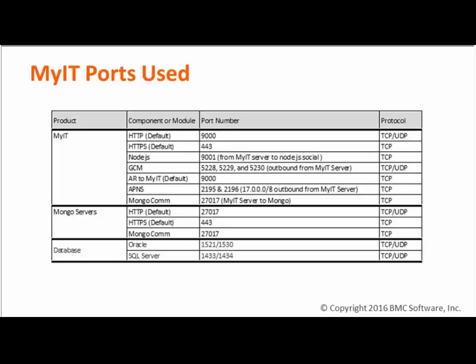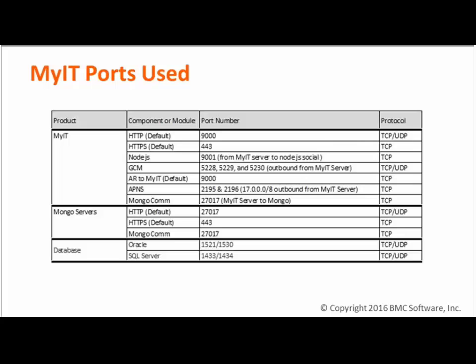And if you are using HTTPS, basically if it is SSL enabled, then the default port is 443. It's again configurable. You can change it. For the Node.js, which is the social server, the default port is 9001. This is mainly for the internal communication between the MyIT server and the social.